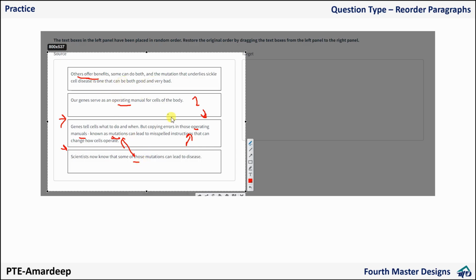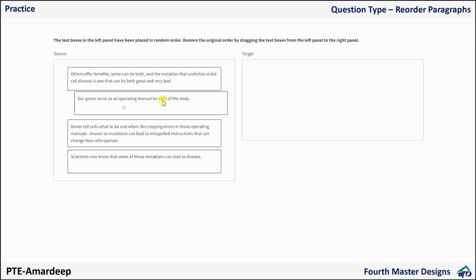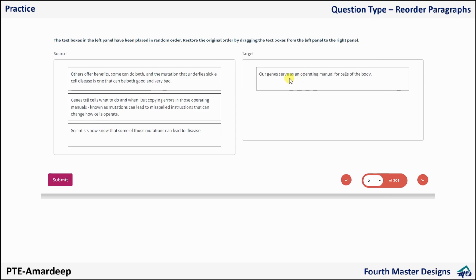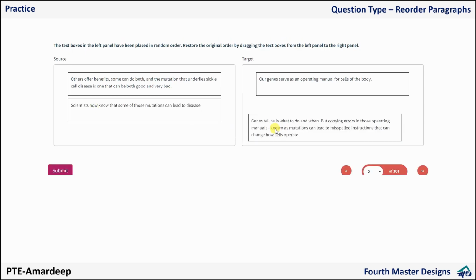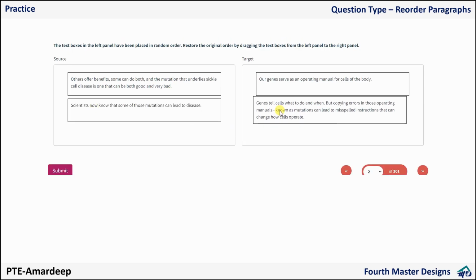So it looks like they are talking about negative effects here, known as mutations, and then they are talking about some benefits. So logically this can come only once your negative effect has been discussed. So I will go for this one as my main sentence or definition or introduction. Operating manual, they are discussing your operating manuals here.